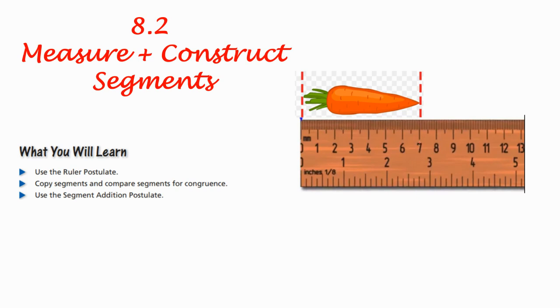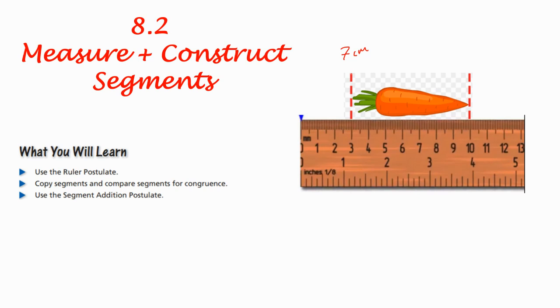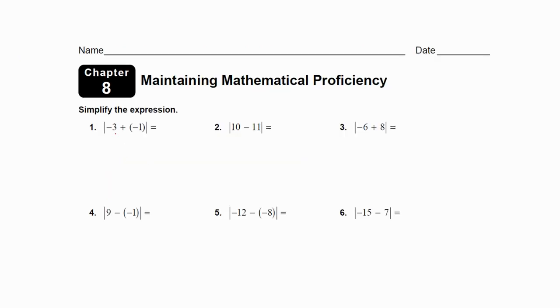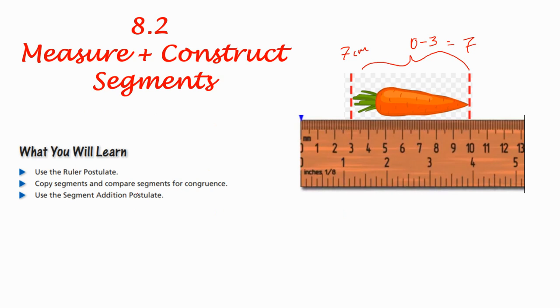If we were to measure this, we would say that this caret is 1, 2, 3, 4, 5, 6, 7 centimeters. But what if it was here? Well, you guys have probably done math like this. You've looked at a ruler and didn't quite line things up right, but I can just know that 10 minus 3 would give me my answer, 7 units. We're going to be using this idea, and it's called the ruler postulate and the segment addition postulate in this lesson.